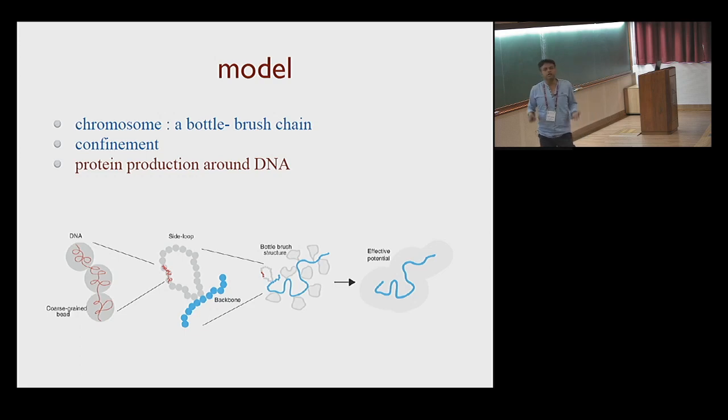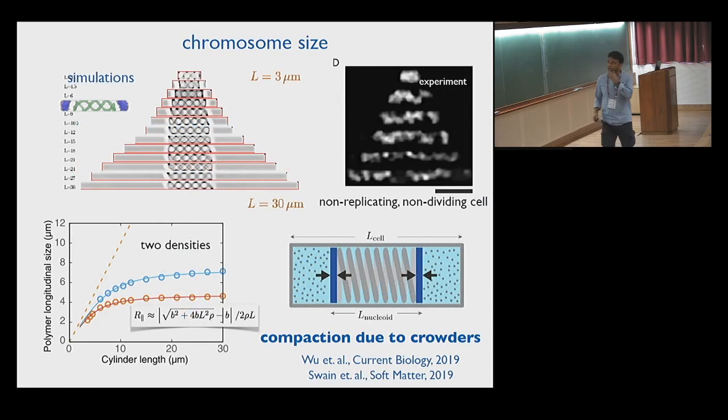Or we can do further coarse graining, assuming, and there are reasons for such an assumption, that these side loops give rise to an effective thickening of the main chain. So instead of the full chromosomal model, I use an effectively thickened chain, which I model as a chromosome. And then we use a confinement. The cells we are considering are cylindrically symmetric, so we'll take cylindrical confinement. And the last part is another topic that Sudipto covered: chromosomes, DNA produce proteins, and protein production happens around the DNA. This is the last part we'll be using in trying to understand the whole picture.